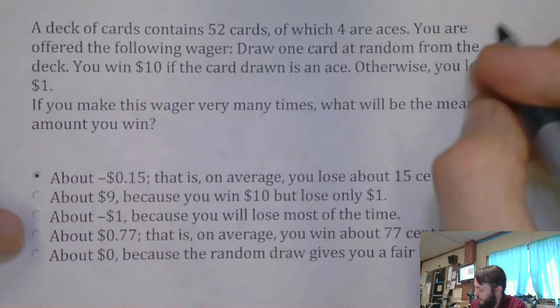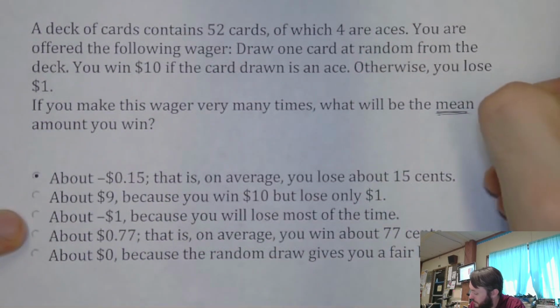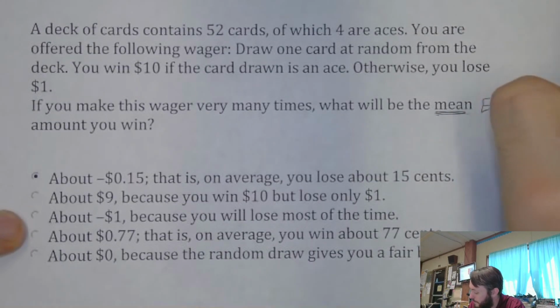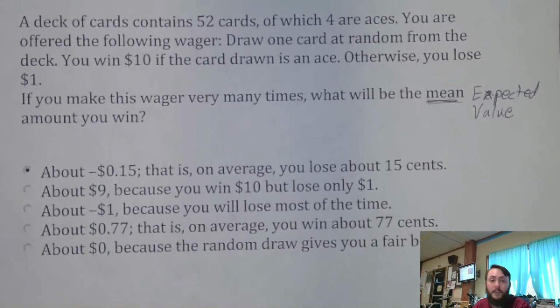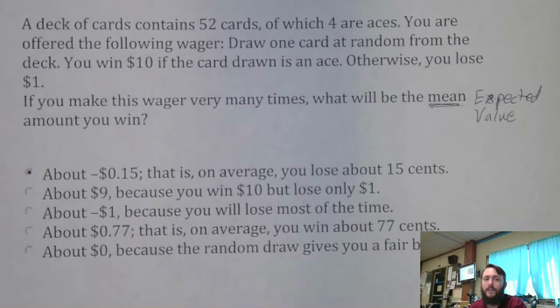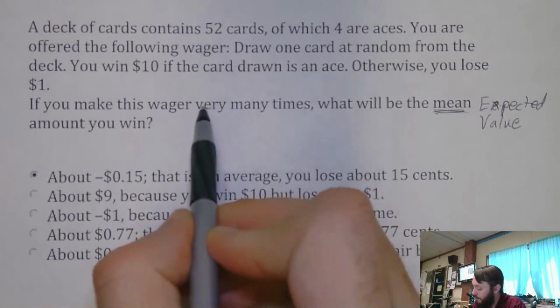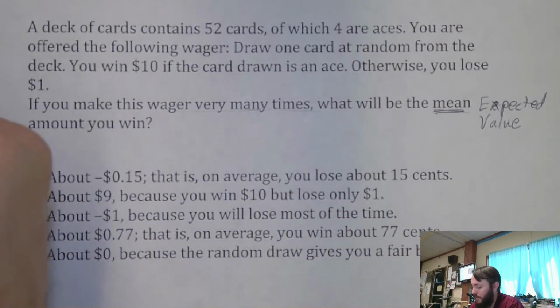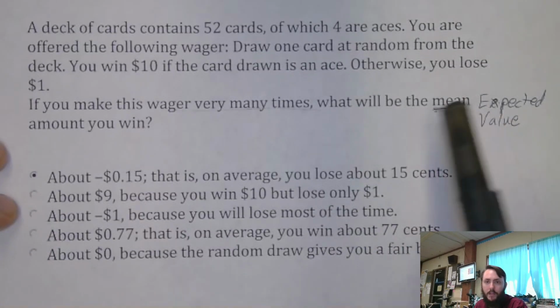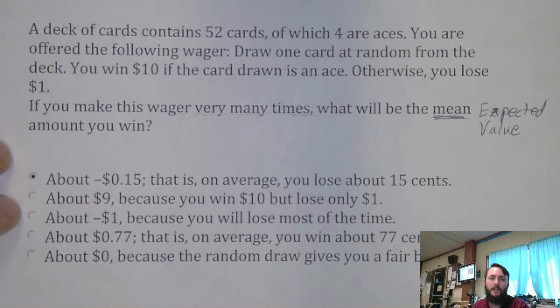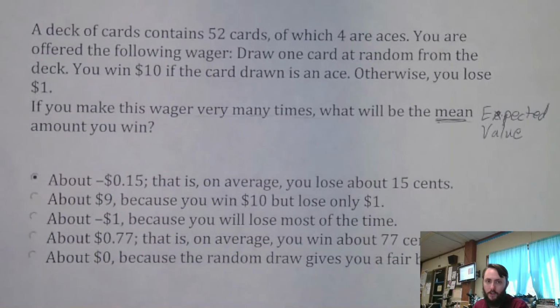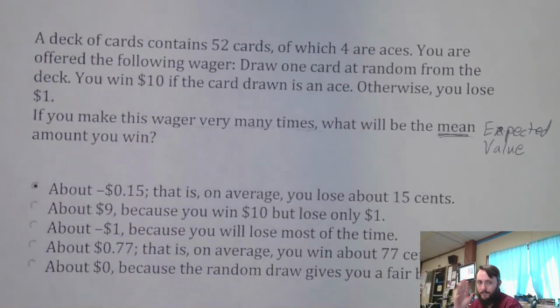So the word mean should tell us that we are looking at expected value. And if we see how much would we expect, we know that that's the mean. They're more or less interchangeable vocabulary. And making the wager very many times just tells us that this is a law of large numbers situation. The actual amount that we win will not necessarily be exactly the mean, but over long enough, the amount that we actually win on average will be pretty close. You can ignore the dot there.